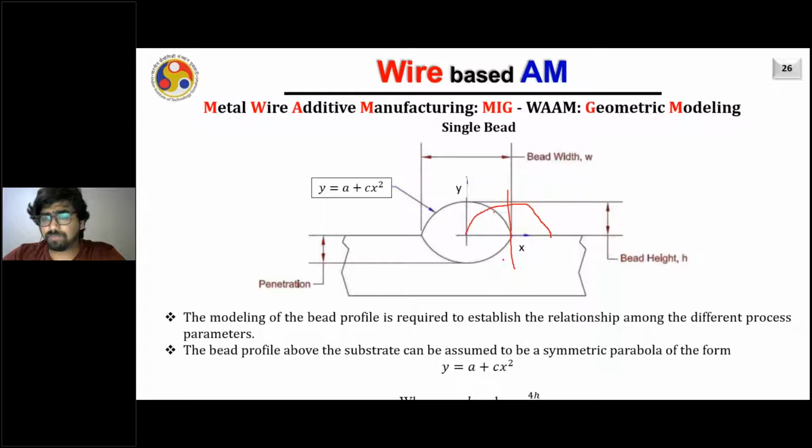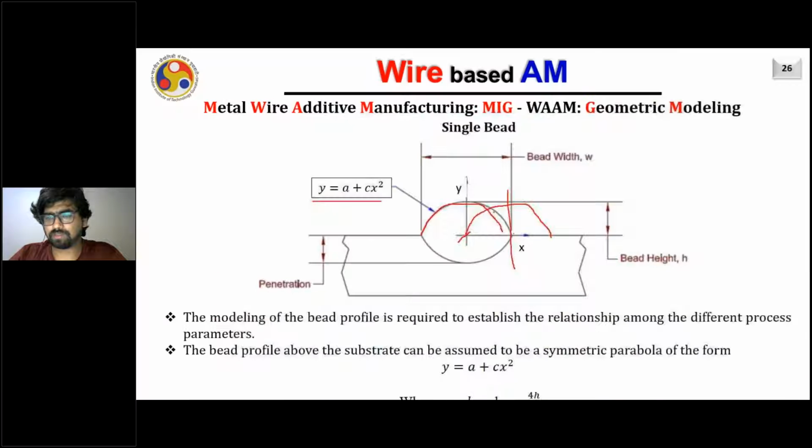So this is important. First understand what the profile of the bead is, which we assume to be y equals a plus c x squared. As I already mentioned, the boundary conditions are: at x equals 0, at this location, the value of y is h. Similarly, we can put y equals 0, and y is 0 at this location.